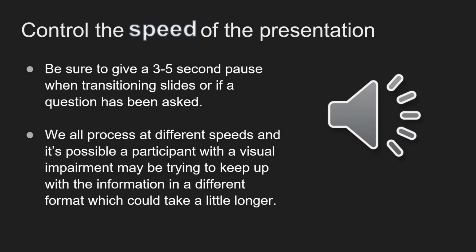Control the speed of the presentation. Be sure to give a 3 to 5 second pause when transitioning slides or if a question has been asked. We all process at different speeds, and it's possible a participant with a visual impairment may be trying to keep up with the information in a different format, which could take a little bit longer.